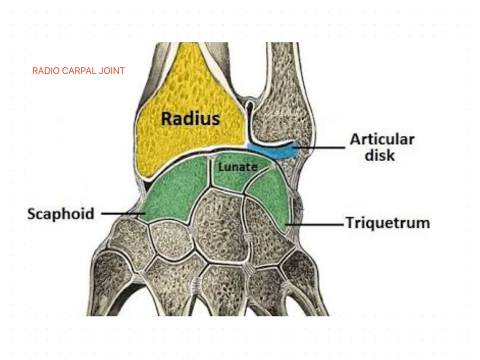The wrist complex structure consists of two compound joints. One is the radiocarpal joint, as well as the midcarpal joint. Now we are going to see the radiocarpal joint structure.